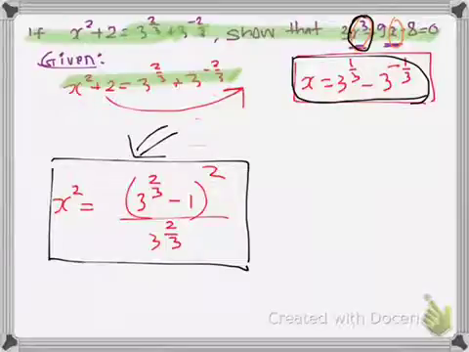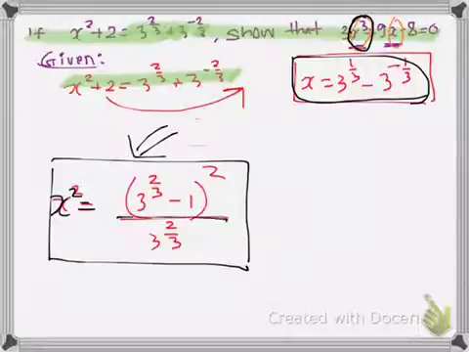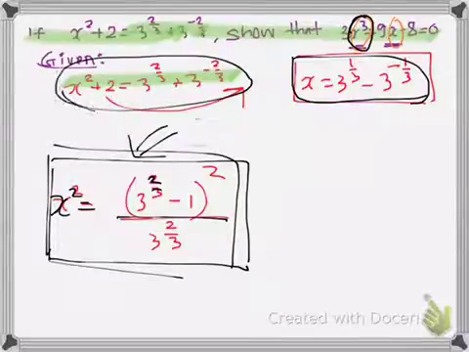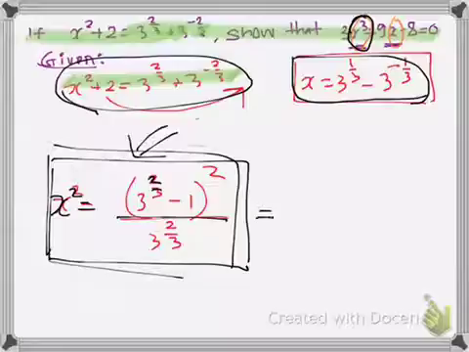Since we found the value of x, now let us try to find the value for x cubed. If you remember, while solving, we got the value for x squared is equal to (3 to the power 2 by 3 minus 1) whole squared divided by 3 to the power 2 by 3. We got this term while solving the given information. If you remember, you can go back and look at the video once again if you don't remember. So now let us convert this x squared into x cubed.